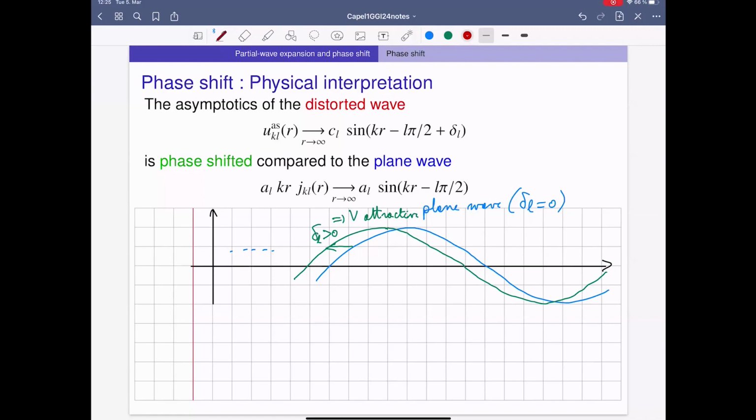Another possibility is that the phase shift is negative, and so in that case the wave behaves like this. And it means that the potential is repulsive. The particles come out earlier than the plane wave because they repel each other.